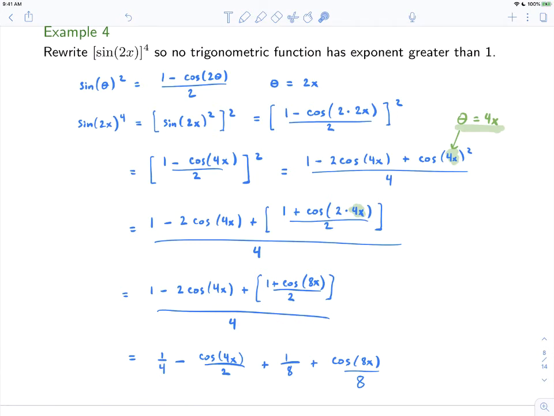So we were able to use the reduction formulas. We had to use the reduction formula for sine, but also the one for cosine in order to reduce this sine of 2x to the 4th, so it was in terms of trigonometric functions having exponent no greater than 1.